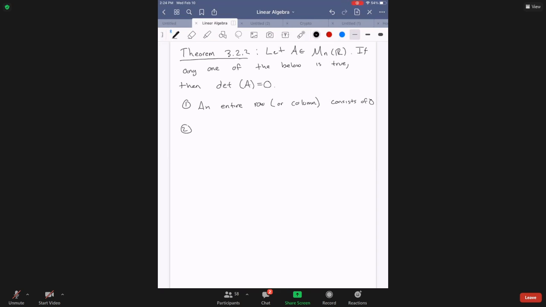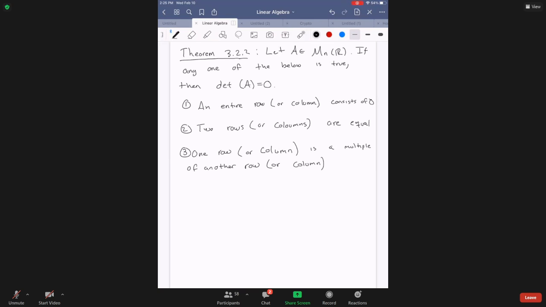Or 2 rows or columns are equal, or 3, one row or column is a multiple of another row or column. Okay, so if any of these 3 happens, your determinant is immediately 0.